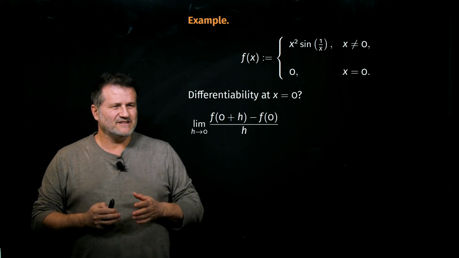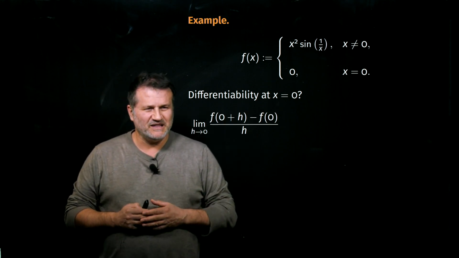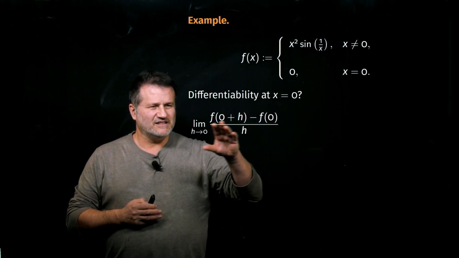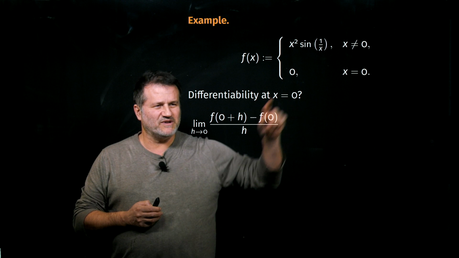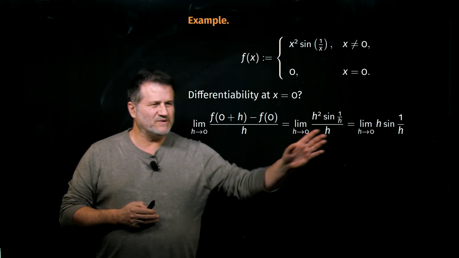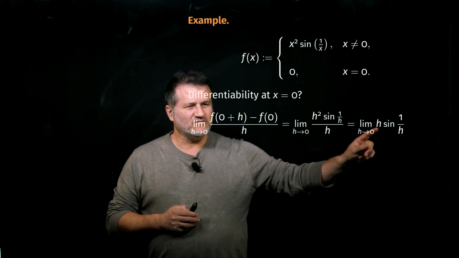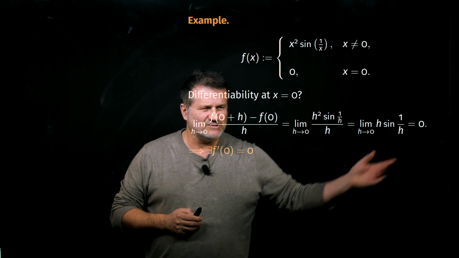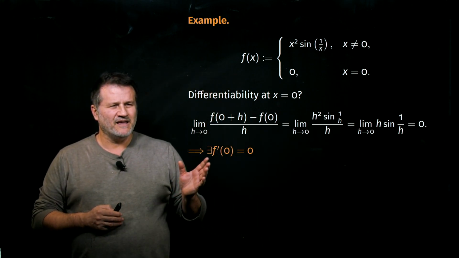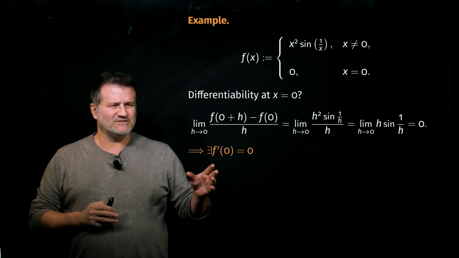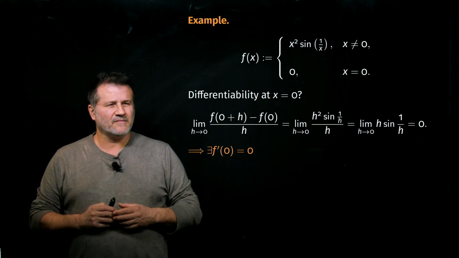Applying the definition, we have to compute the limit of the incremental ratio. If we plug the function inside, f of 0 is 0, this is f of h, which is h squared sine 1/h. We get this, and after simplifying the h, we get this. Now, this is a product where h goes to 0, and sine does not have a limit, but it is bounded, so the product will have limit 0. And this leads to the conclusion that the function is differentiable at x equals 0 with derivative equal to 0.